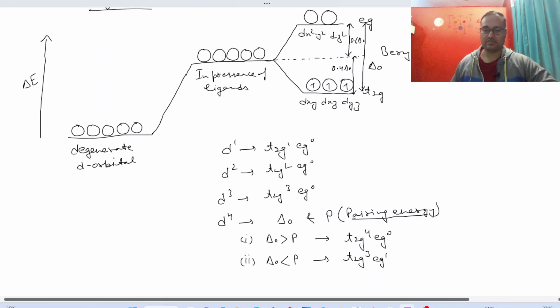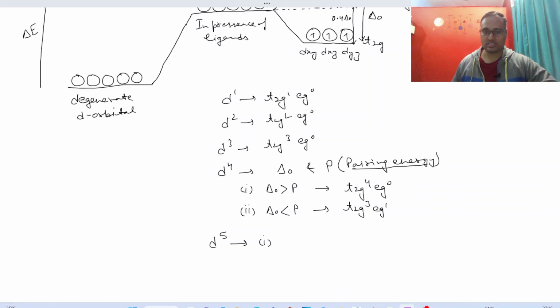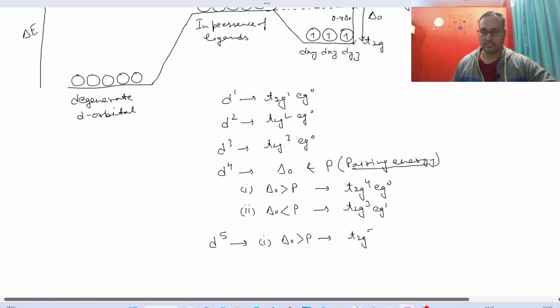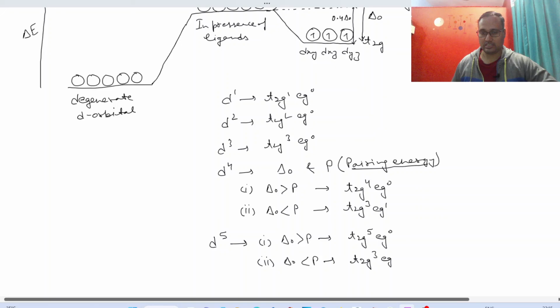The same thing happens in the case of d5. When we talk about five electrons to be filled in the octahedral complexes, again you have to take the two cases, Δ0 greater than the pairing energy or less than the pairing energy. If Δ0 is greater than the pairing energy, then we write t2g5 eg0, and if Δ0 is less than the pairing energy, then it would be written as t2g3 eg2. This will be the configuration over there.